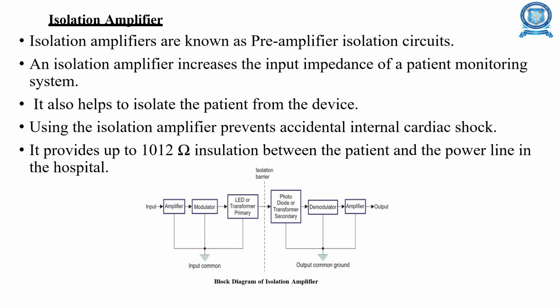Next is the isolation amplifier. This is known as preamplifier isolation circuits. It also helps to isolate the patient from the device. Using the isolation amplifier prevents accidental internal cardiac shock. This is the block diagram of the isolation amplifier. The input is given to the amplifier, to the modulator, then the transformer primary, that is the LED, next to the photodiode, next to the demodulator, then the amplifier, and again the output.